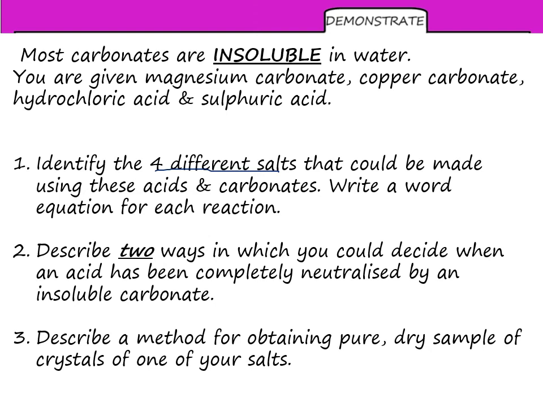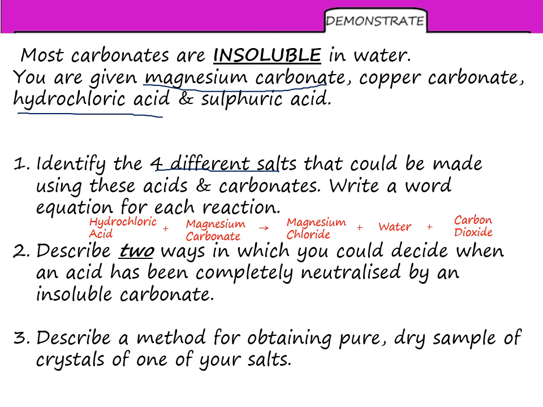Okay, so first of all, if I look at magnesium carbonate and hydrochloric acid, and I react those together, I have my acid plus my carbonate, and that produces a salt, which is magnesium chloride plus water plus carbon dioxide. Never forget to write plus water plus carbon dioxide in the reaction of an acid and a carbonate. Very often, people go to all the trouble of naming the salt and they forget those products that are always produced, the water and carbon dioxide. So that is the word equation and salt for one of the four salts that can be formed. I could have used copper carbonate instead of magnesium carbonate. So I put copper, and then the products would be copper chloride plus water plus carbon dioxide.